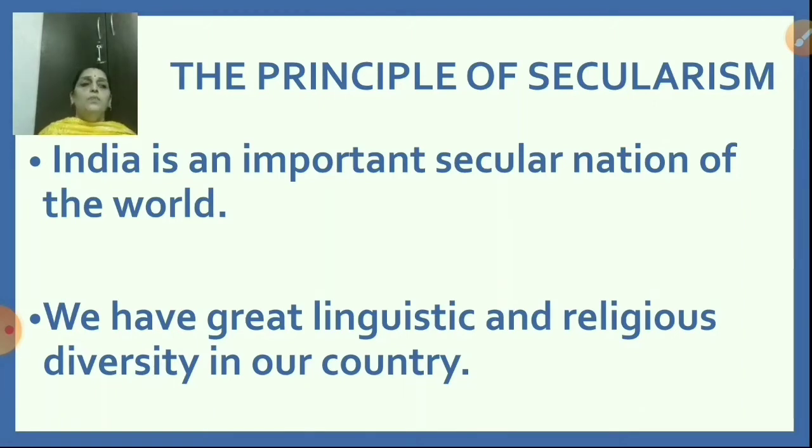Okay. Next is, India is an important secular nation of the world. Students, with the 42nd Amendment of the Constitution of India enacted in 1976, the Constitution asserted that India is a secular nation. Okay, means India does partially separated religion and state. So, we have great linguistic and religious diversity in our country. Your linguistic means study of languages and religious diversity means different religions in our country.